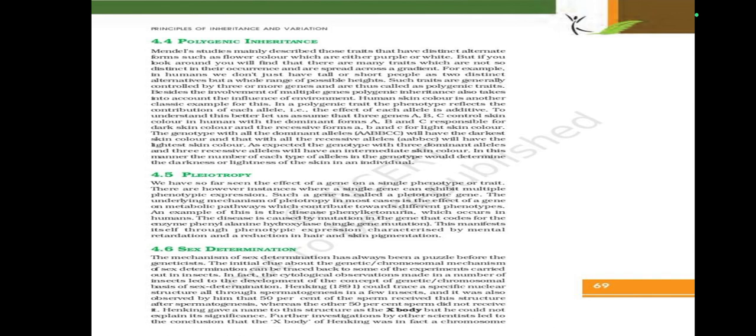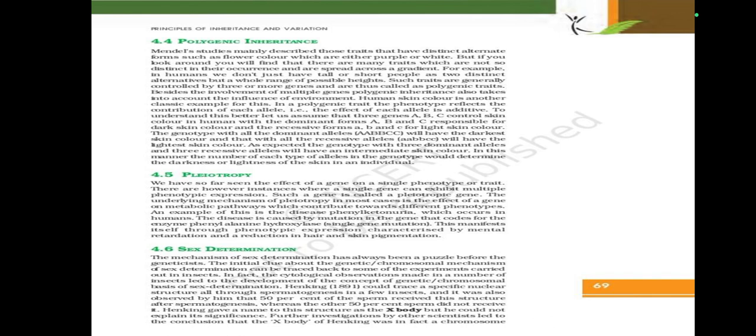To understand this better, let us assume that three genes A, B, C control skin color in humans, with dominant forms A, B, and C responsible for dark skin color, and recessive forms a, b, and c for light skin color. The genotype with all the dominant alleles, capital A, capital B, capital C, will have the darkest skin color, and that with all the recessive alleles, small a, small b, small c, will have the lightest skin color.